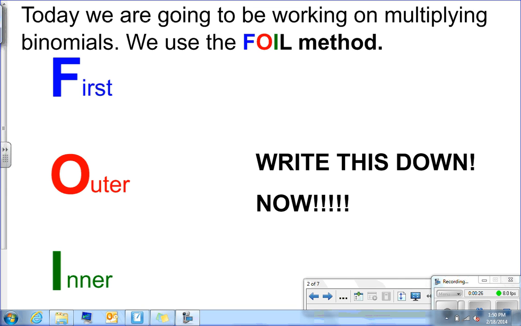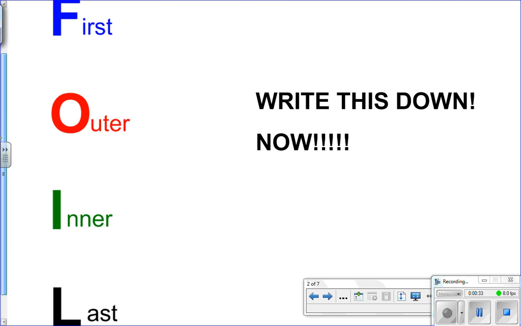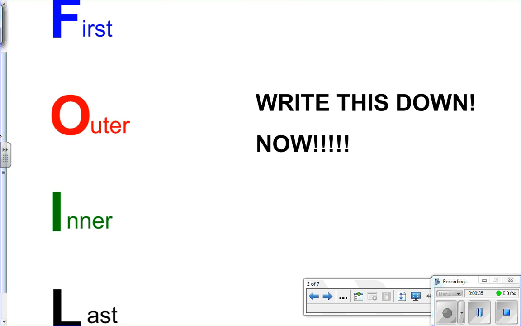So today we're going to be working on multiplying binomials. We use the FOIL method, so I want you to write this down now. FOIL, okay? First, outer, inner, last. And I'll explain to you what that means in a moment. But make sure you write this down because this is the process we're going to use to multiply a binomial by another binomial. If you need to, pause the video so you can write this down.